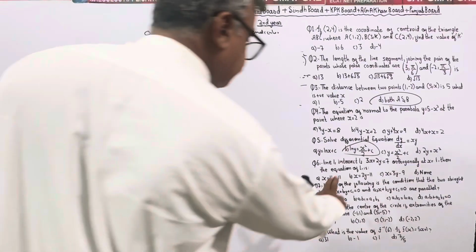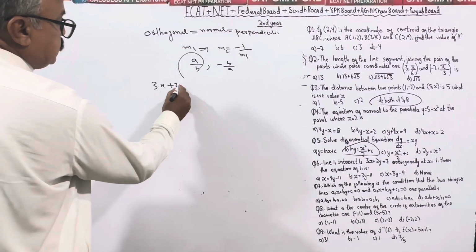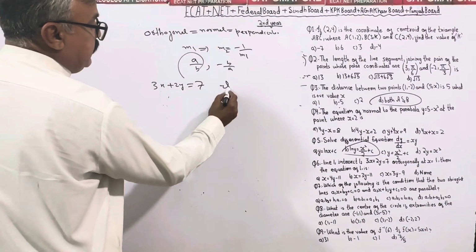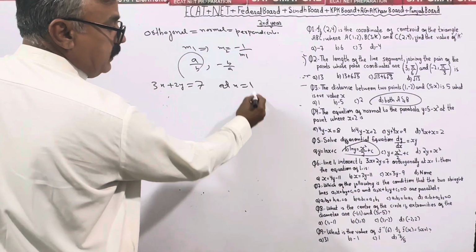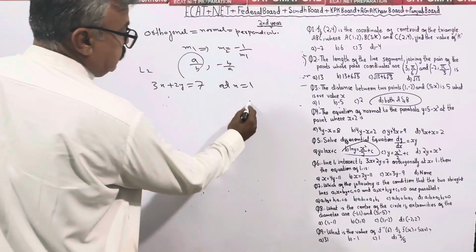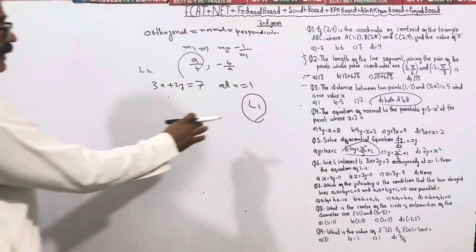Now what is our question? Our equation is 3x plus 2y is equal to 7. It intersects orthogonally at x is equal to 1 with the other line. This is our L2. This is our L1. We are asked to find L1. How to find L1?